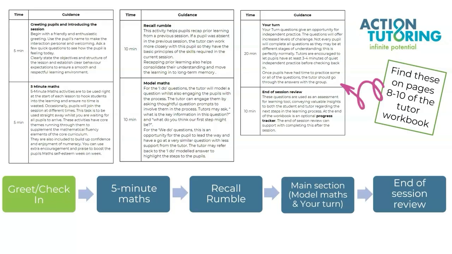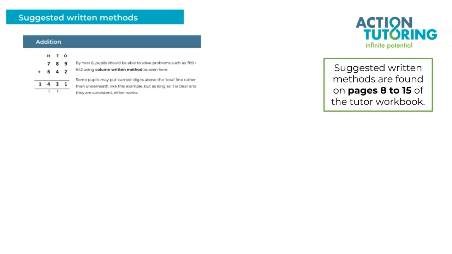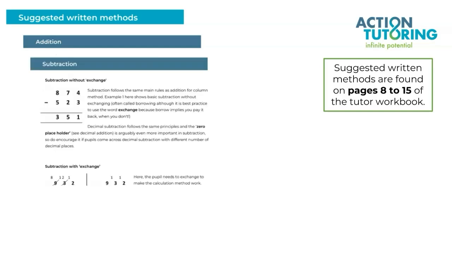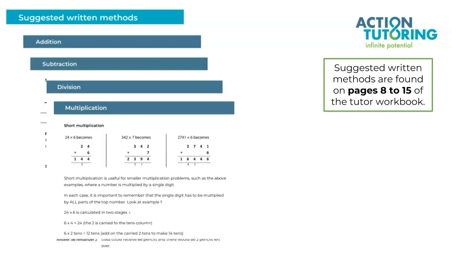At the very end of the workbook is a progress tracker to record where each pupil is currently at with the topics. Please familiarise yourself with suggested written methods on pages 8 to 15. If you would like more help with these written methods, we have a calculation methods leaflet on 360 Learning in the Maths Misconception training.